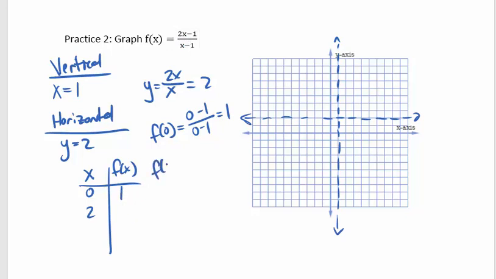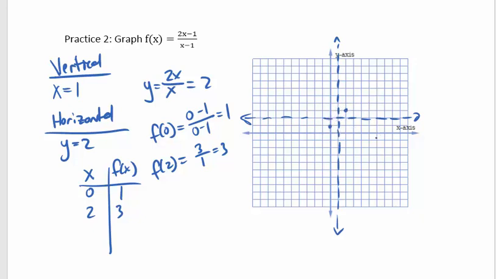And when I try f of 2, let's see, I would get 4. 2 times 2 is 4. 4 minus 1 is going to give me 3 in the numerator. And then 2 minus 1 down here would give me 1. So it gives me the point 3. So let's see. Over 0, up 1. Over 2, up 3. 1, 2, 3. I don't know what happened to this one, but it disappeared there for a second. Okay, and again, you notice we're getting this symmetry across our asymptotes.